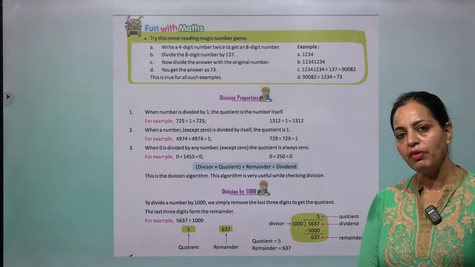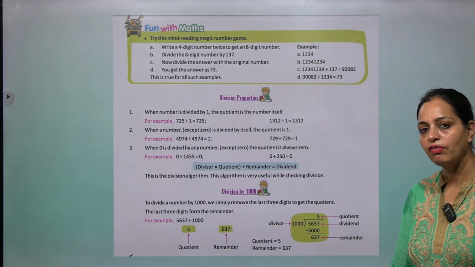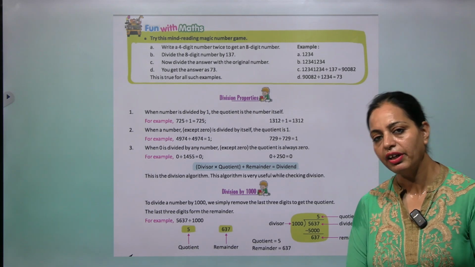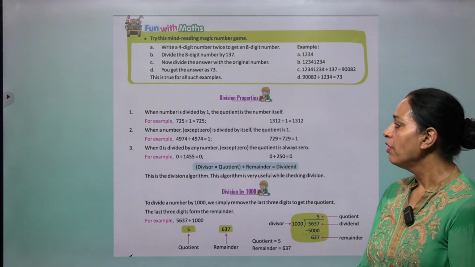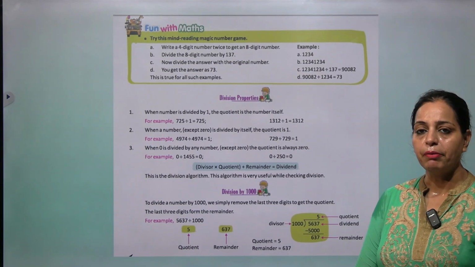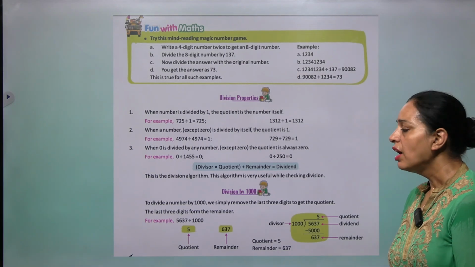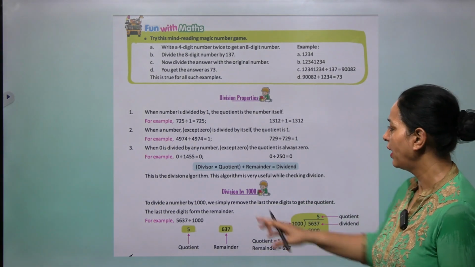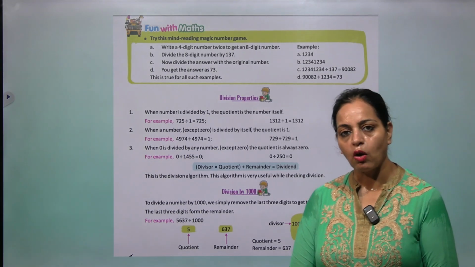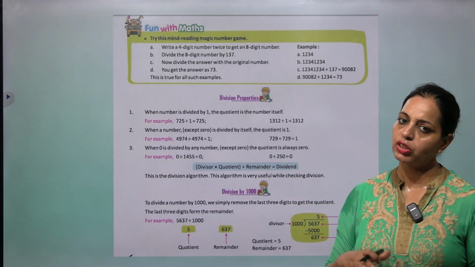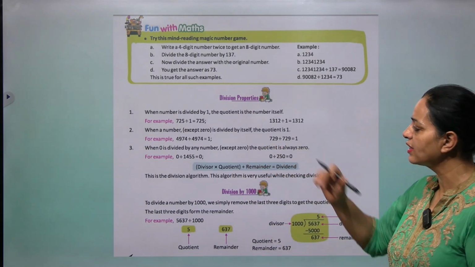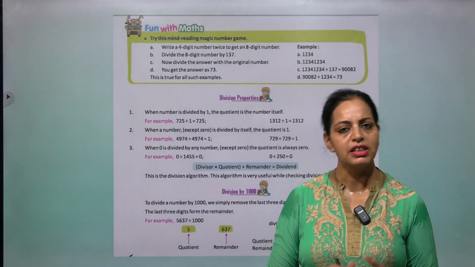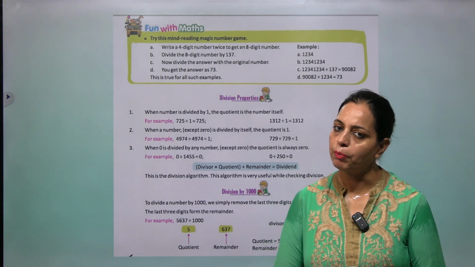For example, 725 divided by 1, it is 725. 1312 divided by 1, it is 1312. So same number. Second point, when a number except 0 is divided by itself, the quotient is 1. अगर हम number को अपने उसी number से divide कर देते हैं, same number को, तो answer would be 1. Like they have given one example here, 4974 को उन्होंने 4974 से ही divide कर दिया है, that is 1 only. Same here, 729 divided by 729, that is 1. आप किसी भी number को उससे ही divide करोगे, answer would be 1.